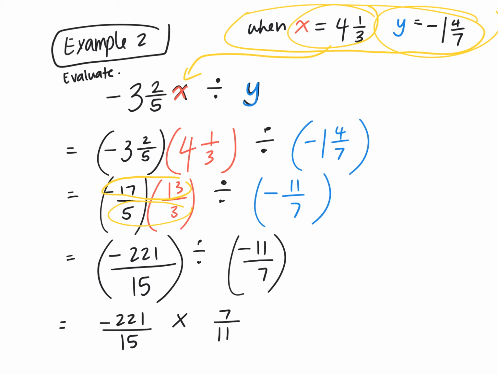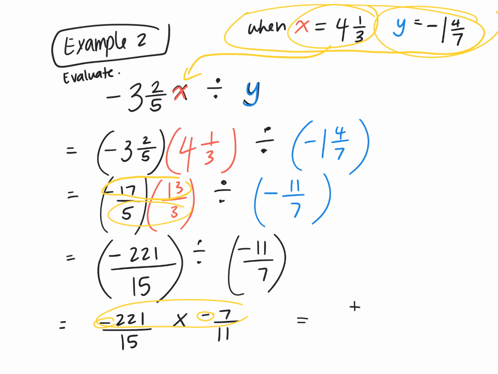7 over 11. Does it matter where I put the negative? No. You can put it here, or you can put it here, as long as you're only putting one negative. Either way, you're still going to result in a positive answer, because if I put the negative here, when I multiply my numerators, I have a negative times a negative, which would give me a positive. But if I put the negative with the denominator, in the end, you're still going to have two negatives that will give you a positive, right?